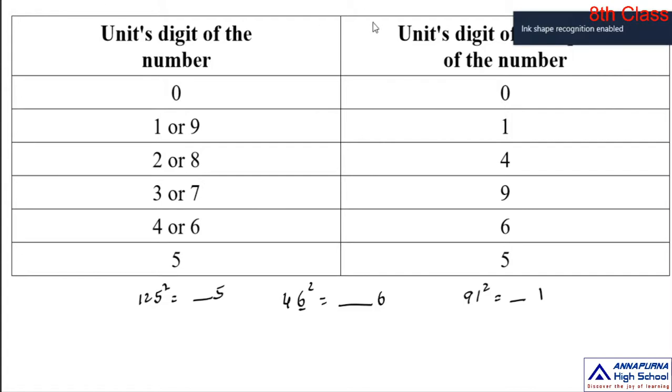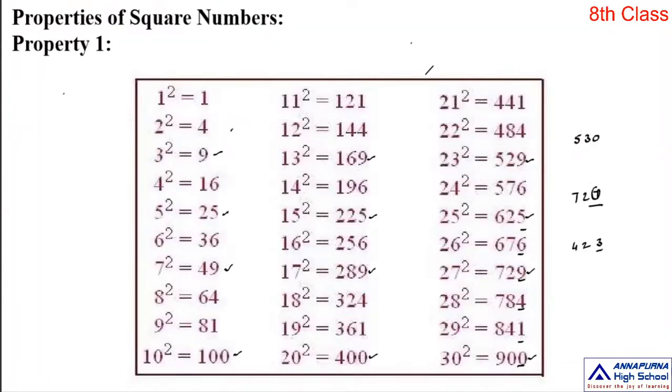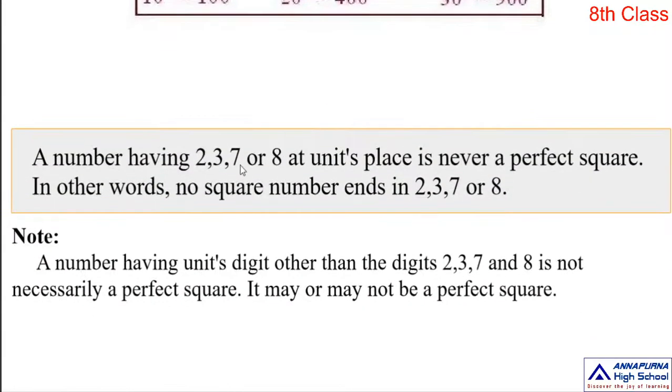These are the important properties of square numbers. Okay, once we recall, this is property 1. So what is property 1? A number having 2, 3, 7 or 8 at the units place is never a perfect square. In other words, no square number ends in 2, 3, 7 or 8. And this note is most important. A number having a units digit other than the digits 2, 3, 7 and 8 is not necessarily a perfect square. It may or may not be a perfect square.